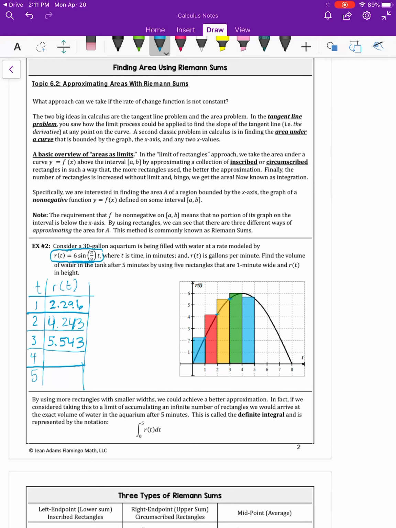And at 3 will be 6 times the sine of 3 pi over 8. And that should give you 5.543. And then we look up here and we see that at 3, that does look about like 5.543. And then we put a 4 in and we say 6 times the sine of 4 pi over 8, which would be 6 times the sine of pi over 2. That's just going to be 6. And since I'm writing them all with 3 places behind the decimal point, I'm just going to write that one also with 3 places behind the decimal point. And there's my point right there.